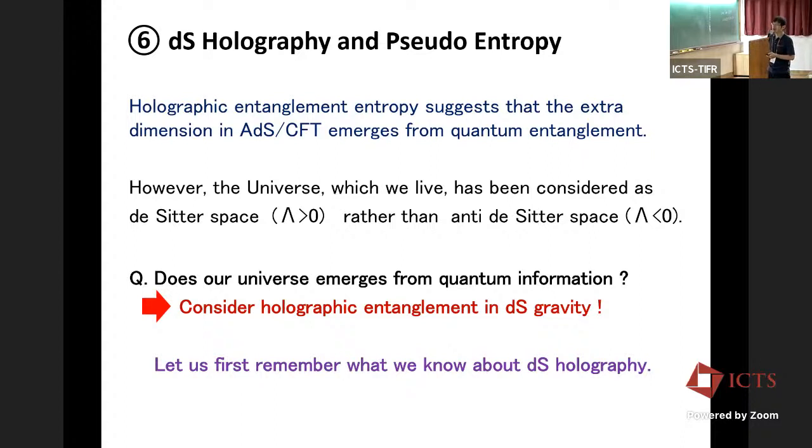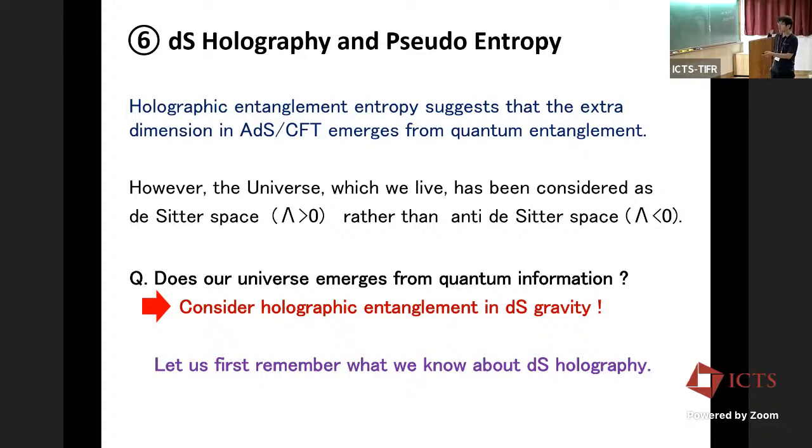However, of course, our universe, of phenomenological interest, is a little bit different. We are more interested in de Sitter space rather than anti-de Sitter space. And then it is quite natural to ask what the holographic dual of de Sitter space is. If we can understand some nature of holography in de Sitter space, it is natural to ask the following question: can de Sitter space emerge from some sort of quantum information? To understand this better, let's first consider holographic entanglement calculations in de Sitter space.